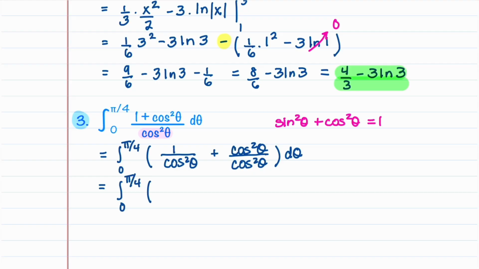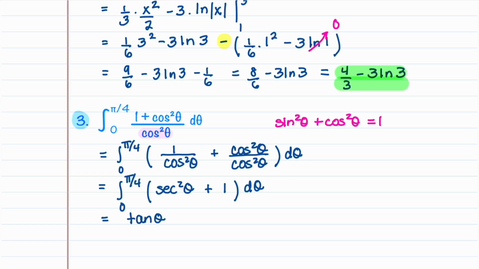1 divided by cosine squared theta is secant squared theta. And then cosine squared divided by cosine squared is 1. And now we can integrate each of these terms separately. The integral of secant squared is tangent theta.